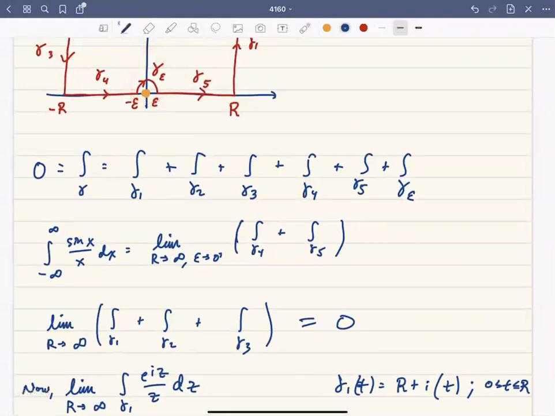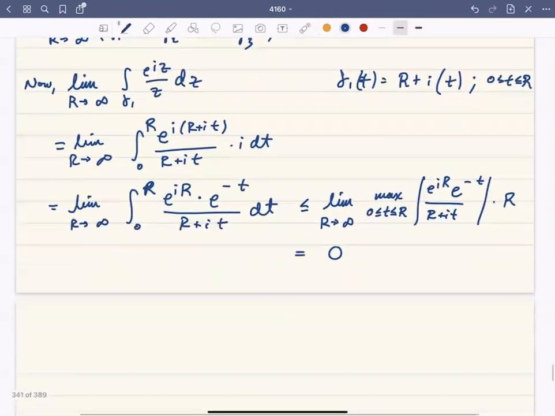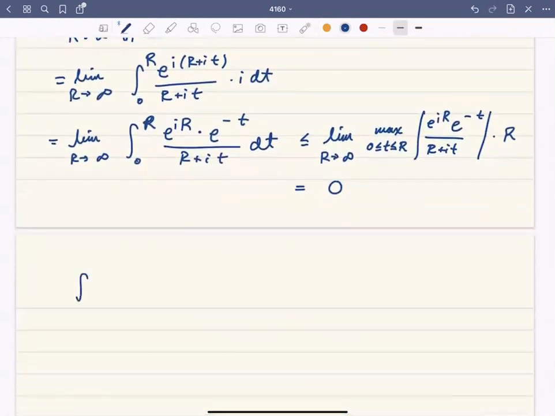Now gamma sub e, I'm going to write this. Gamma sub e of t is going to be the circle centered at 0 of radius epsilon, but traversed counterclockwise. So this is going to be epsilon times e to the minus it, again, where t goes from 0 to pi, t is going to go from 0 to pi. So that's that.